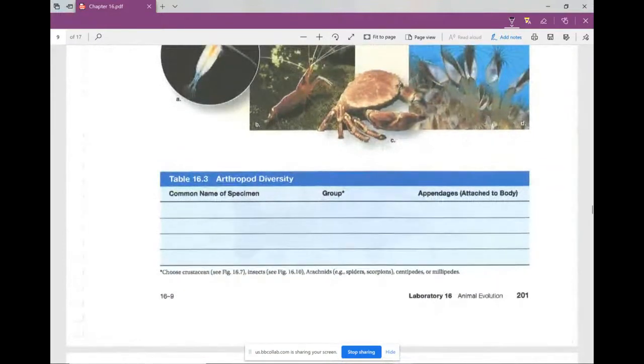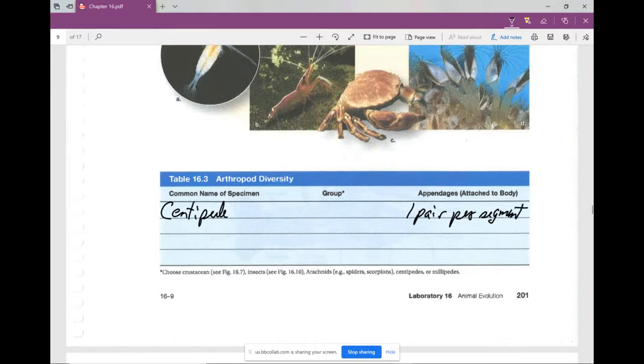Okay, so arthropod diversity. Common name of a specimen. A centipede. What was the name of the centipede? That's in the PowerPoint. Appendages. Remember, I mentioned how many appendages per segment. Don't say 100 legs. Centipedes don't have 100 legs. In this case, I'll give it to you anyway: 1 pair per segment. And the millipedes had 2 pairs.